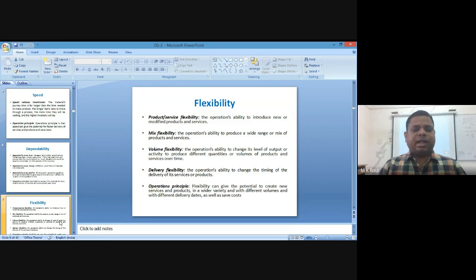The last one is delivery flexibility. In the case of delivery flexibility, it is the operation's ability to change the timing of delivery of services and products. Most of this depends on being customer oriented or customer focused. So the operation principle applied in the case of flexibility is that it can give the potential to create new services and products in a wider variety, with different volumes, with different delivery dates, as well as save cost.